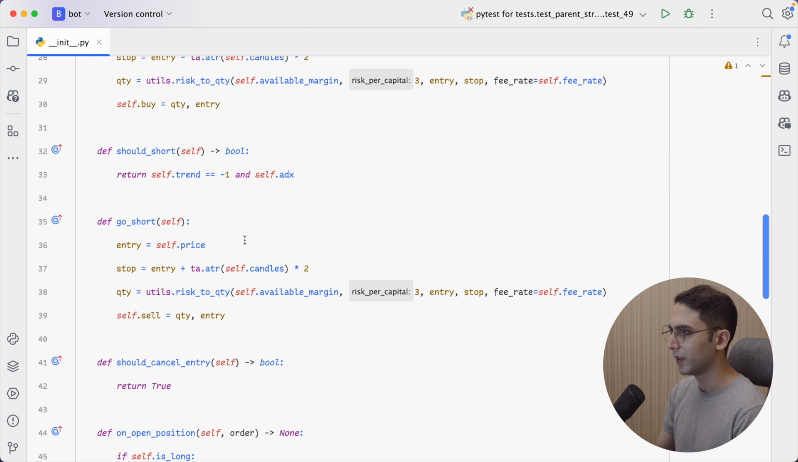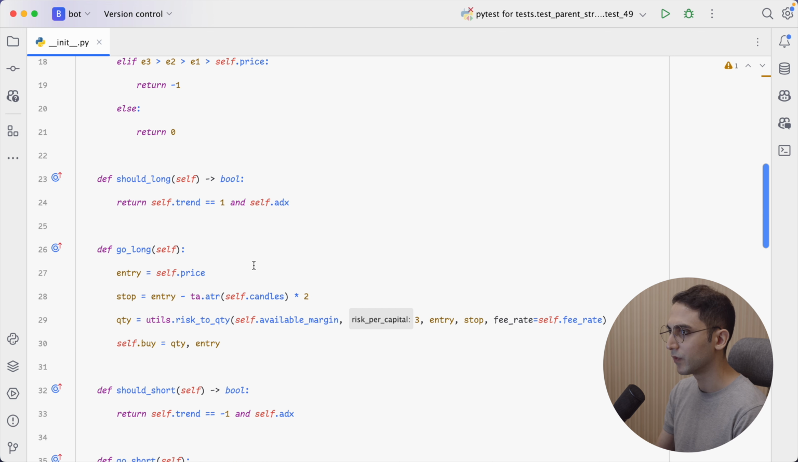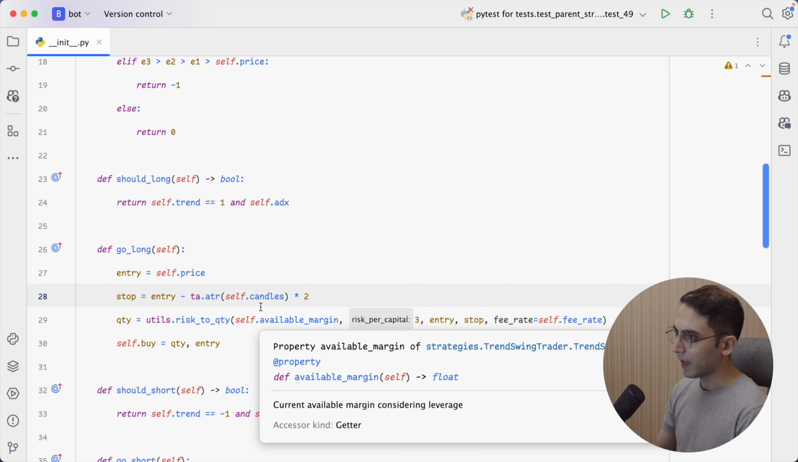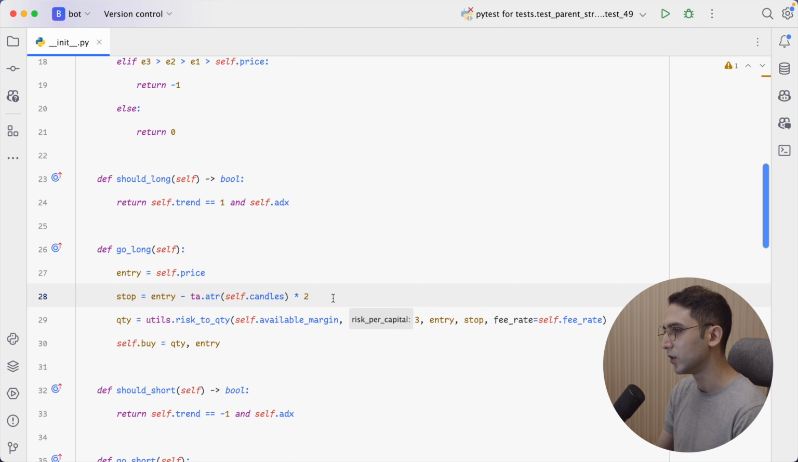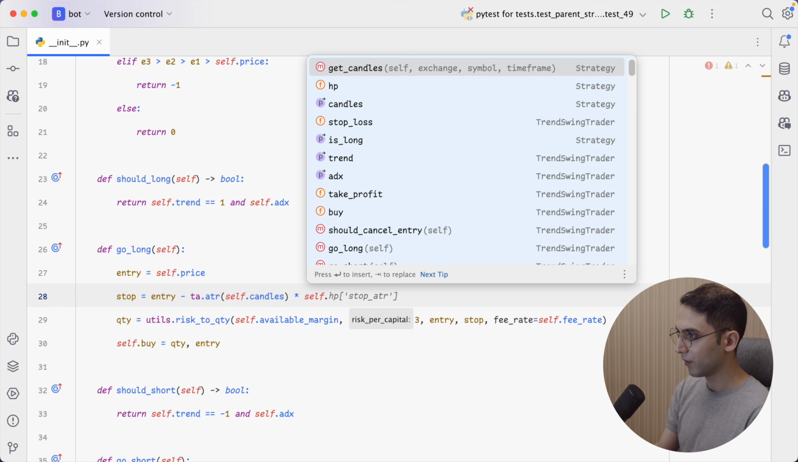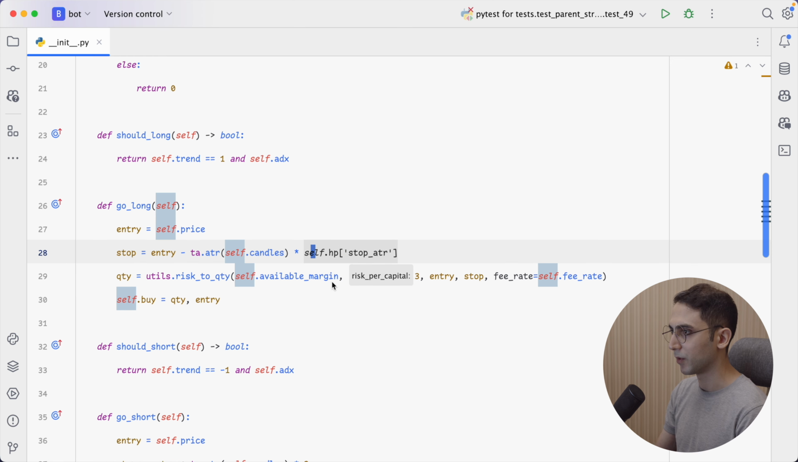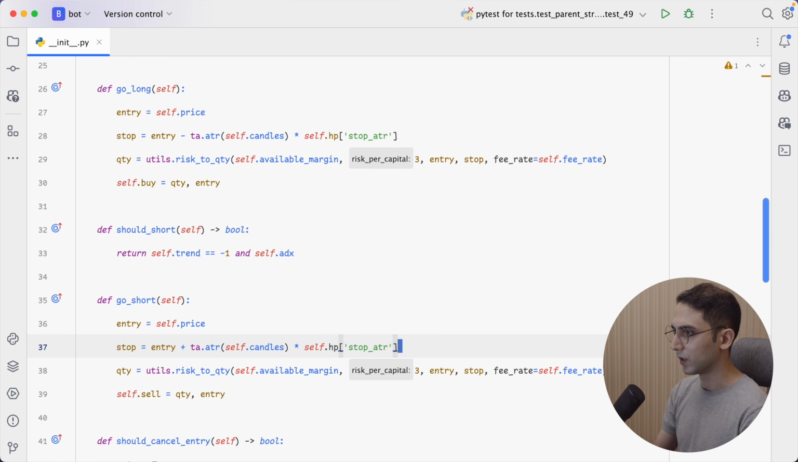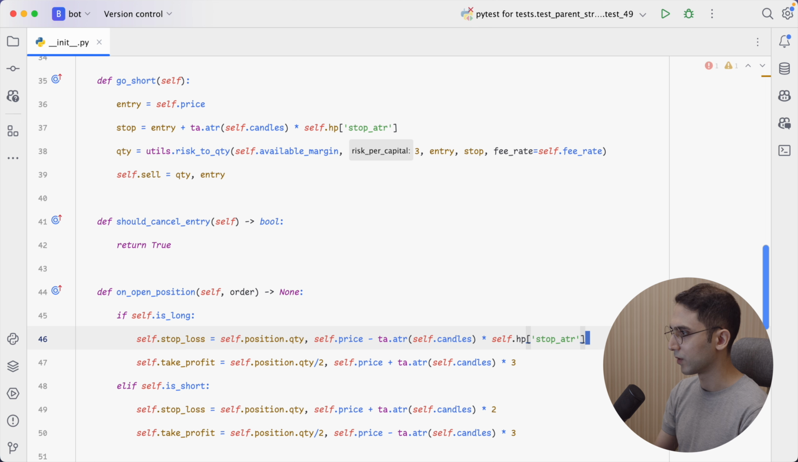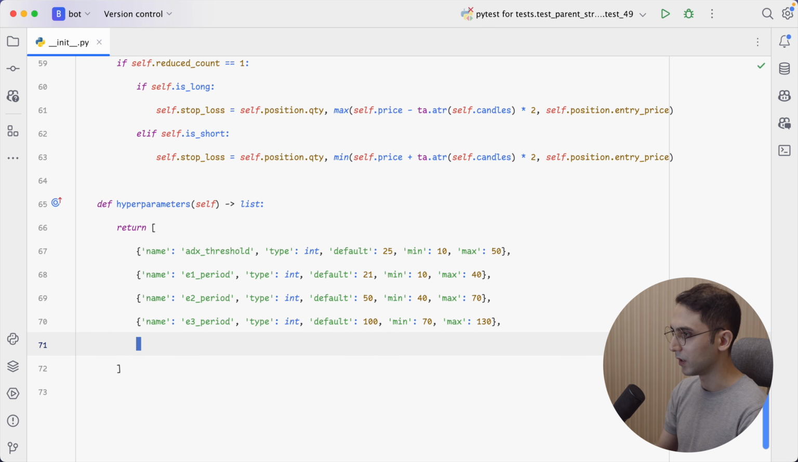Okay, this looks good. Next, we have the ATR value, which we were using initially for setting our stop loss. Now, we were multiplying the ATR value by 2. So instead of 2, I will say self.hp stop_atr. I'm gonna copy this because I'm also using it elsewhere. So here, and also here, and also here. And now I will define a new value called stop_atr.